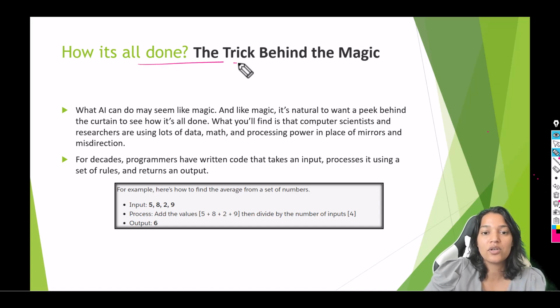In this tutorial we are going to see how it's all done, what is the trick behind this whole magic of AI, right? Doesn't AI feel like magic? Because what AI can do kind of blows my mind, right?